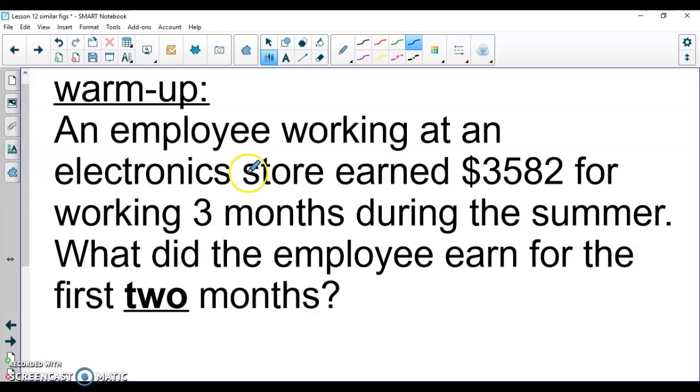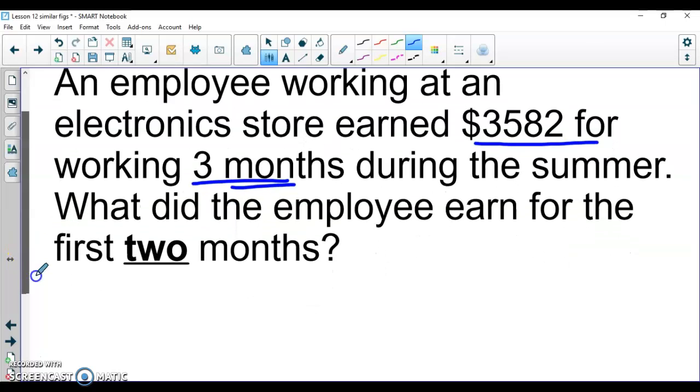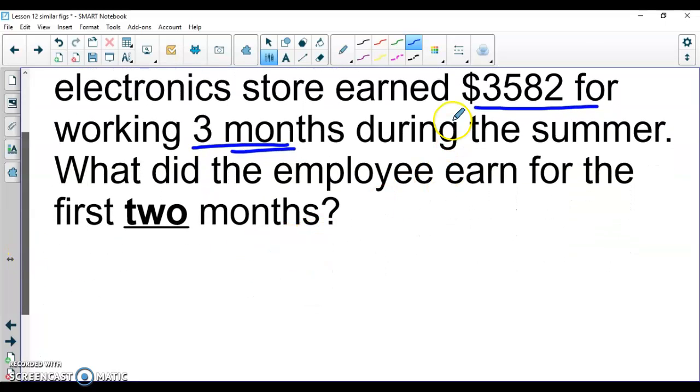So we have an employee working at an electronics store who earned $3,582 for working 3 months during the summer. What did the employee earn for the first 2 months? Without any other information, we just have to go with what we know. And the first thing that we know is this much money for 3 months.